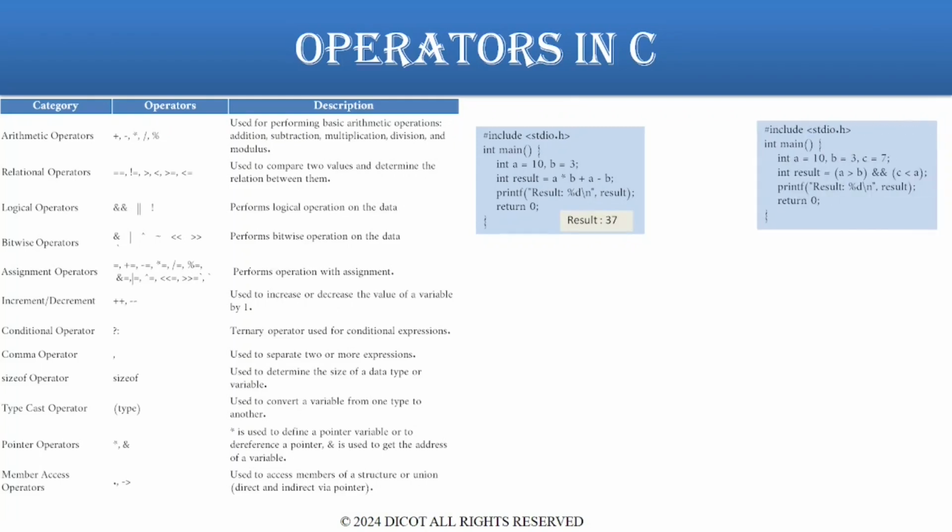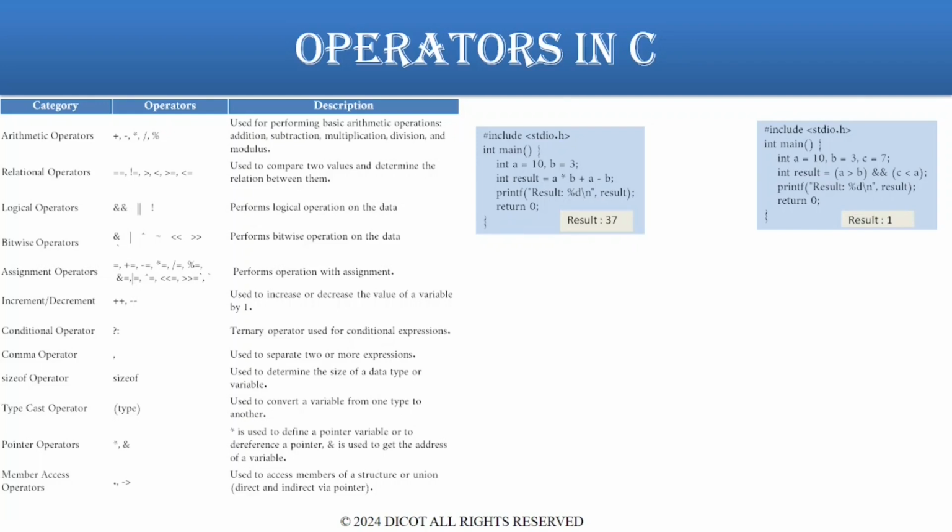Next, relational operators. Let's try to evaluate a relational expression a greater than b and c less than a. This is a compound expression with greater than and less than operators. Initial values of a, b and c are 10, 3 and 7 respectively. The output in this case is result 1.